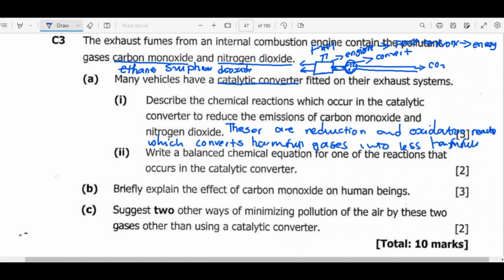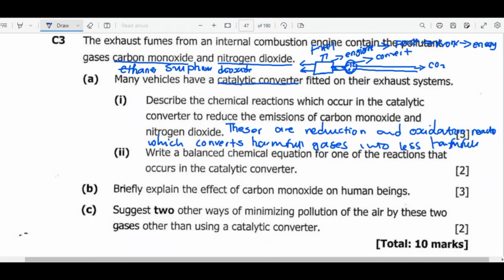So that's a concept that we have here. Now we move on to Roman number 2. Write a balanced chemical equation for one of the reactions that occurs in the catalytic converter. Right, so let's see, we can write maybe 2 or 3.